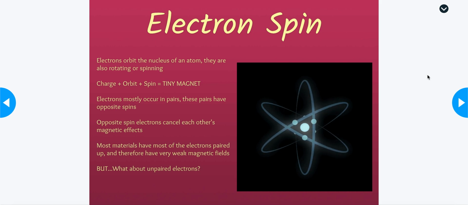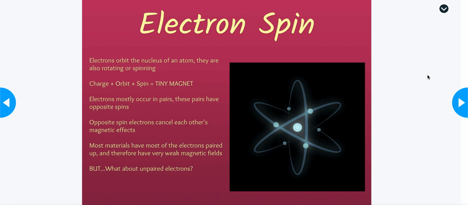Now, electrons mostly occur in pairs, and these pairs have opposite spins. When you have opposite spin electrons, they cancel out each other's magnetic effects. So most materials in the world have most of their electrons paired up, and therefore most materials are not magnetic, because at the most basic level of atoms, the electrons are paired up and their magnetic fields cancel out. But what happens when you have unpaired electrons?